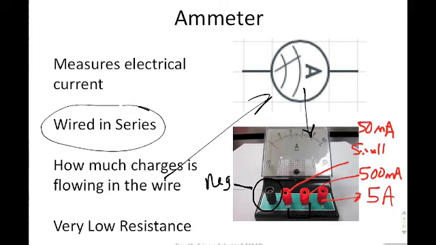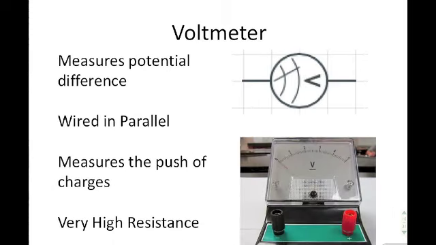But you always want to start off with 5 amps, and the reason why is if you have a really large current and you use a really small value, you're going to blow a fuse in the ammeter and it's not going to work.